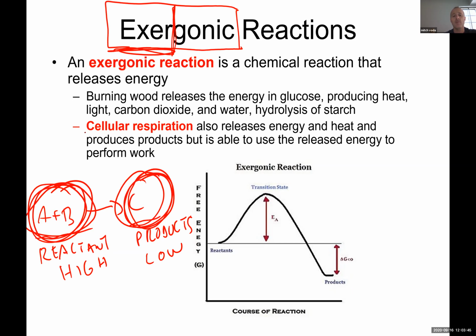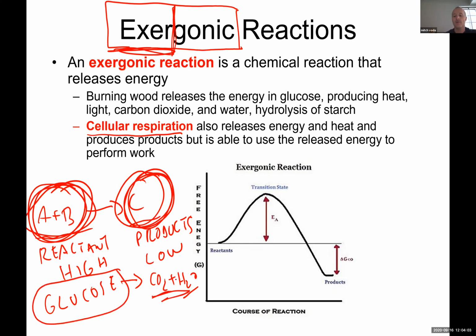An example would be cellular respiration. You start with glucose, right? Glucose contains all the energy that it needs. While you break down glucose, it turns into carbon dioxide and water. These two products at the end have very little energy. So the reactants had high energy, and the products had low energy.